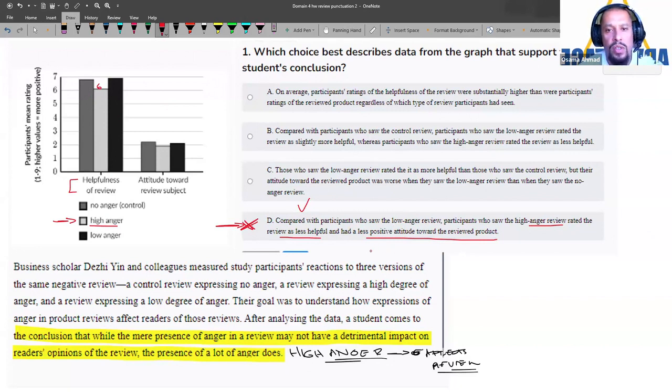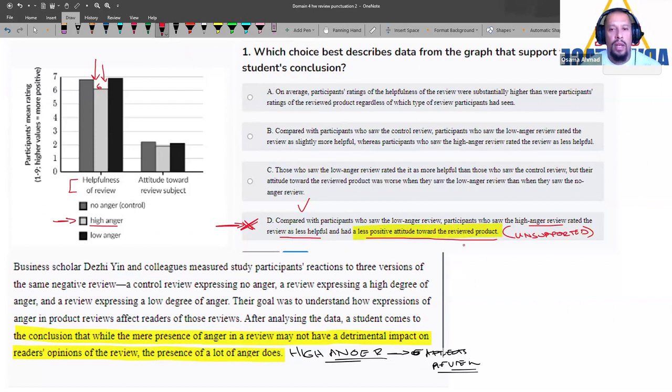Can you tell me why answer D is incorrect, Mr. Noor? It's less helpful, right here in the graph. But it's incorrect. Why? Because it's less positive. The lower you are, the lower the positive you are.